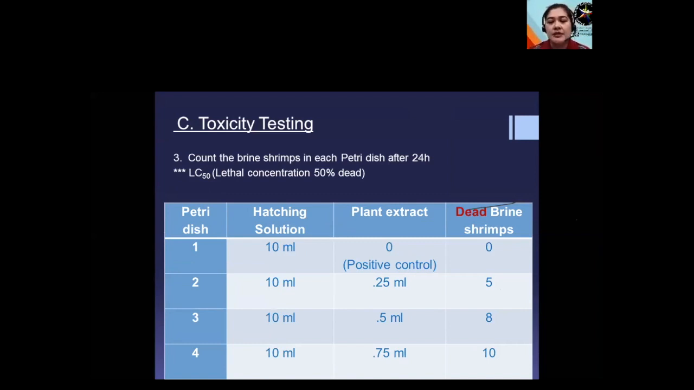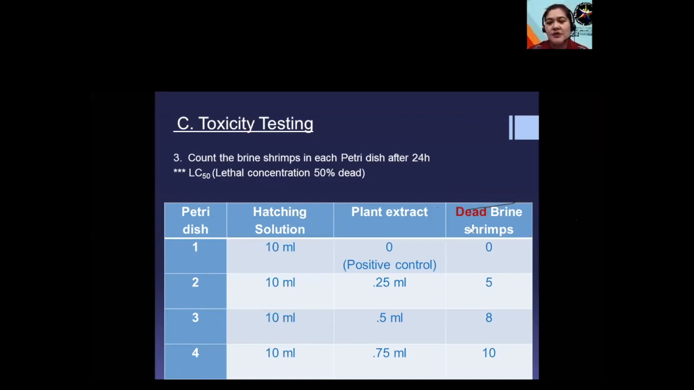Okay, so after 24 hours, this is what we'll do. We are going to take note of the LC50 or that is the lethal concentration 50% dead. Yun po ang ibig sabihin nun. So anong gagawin natin? Magka-count po tayo ng buhay na brine shrimp. Okay? Tititigan po natin sila isa-isa. Siguro mga 5 seconds na talagang hindi gumalaw, patay na po yun. Okay? So you're going to count the dead brine shrimps.